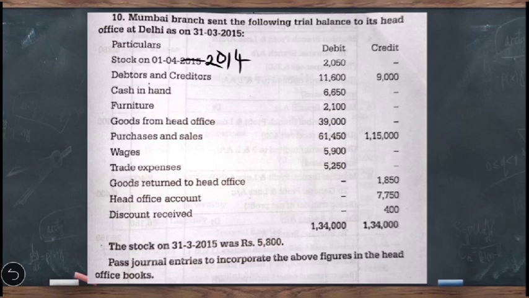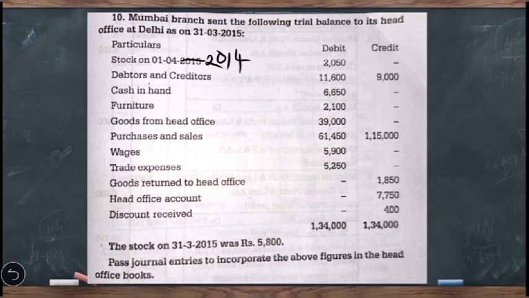Let us see the solution now. The first incorporation entry we have to pass is for incorporating the debit items of branch trading account. What are the items we have to show? Here we have to show opening stock, then purchases, then goods from head office, and one more thing, that is wages. So these are the 4 items we have to show on the debit side of the branch trading account.